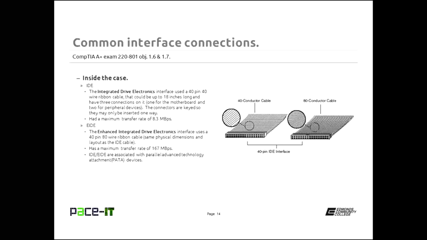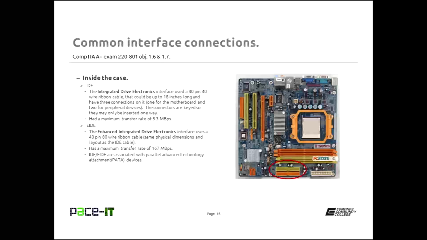Now, IDE used a 40-pin, 40-wire ribbon cable that could be up to 18 inches long, and it could have up to 3 connections on it. You are guaranteed to have at least 2. One is for the motherboard, and the others are for peripheral devices, which could be hard drives, CD-ROMs, DVD-ROMs, and so on and so forth. The connectors are keyed so that they can only be inserted one way. Now, IDE has a maximum transfer rate of 8.3 megabytes per second.